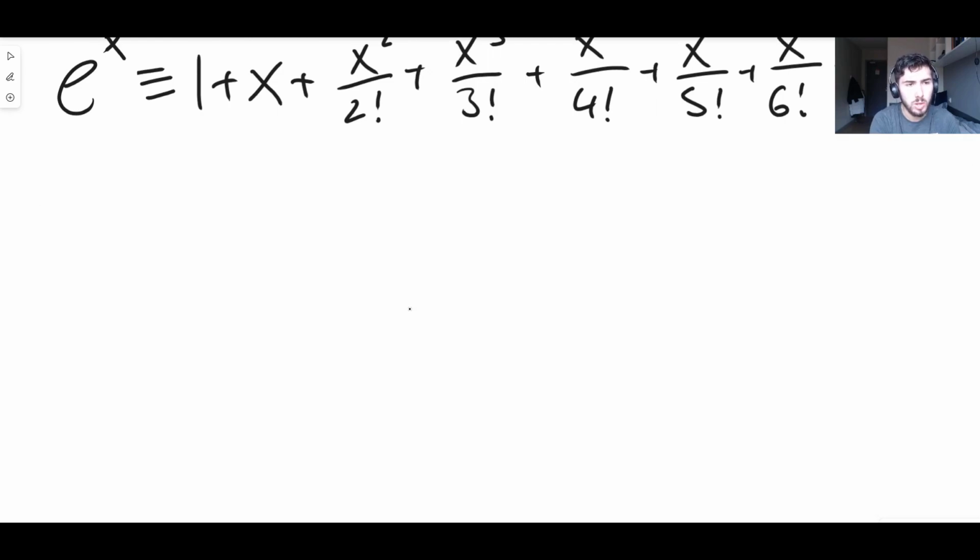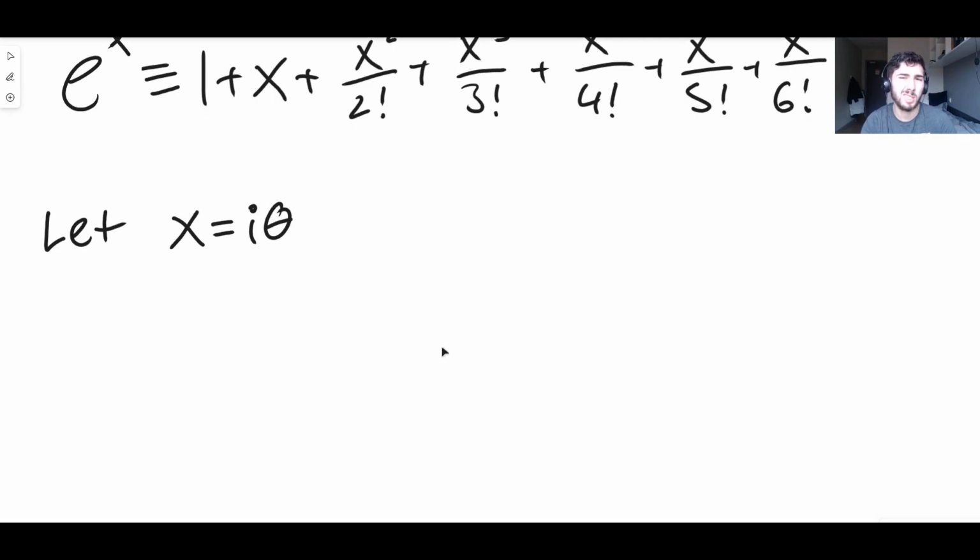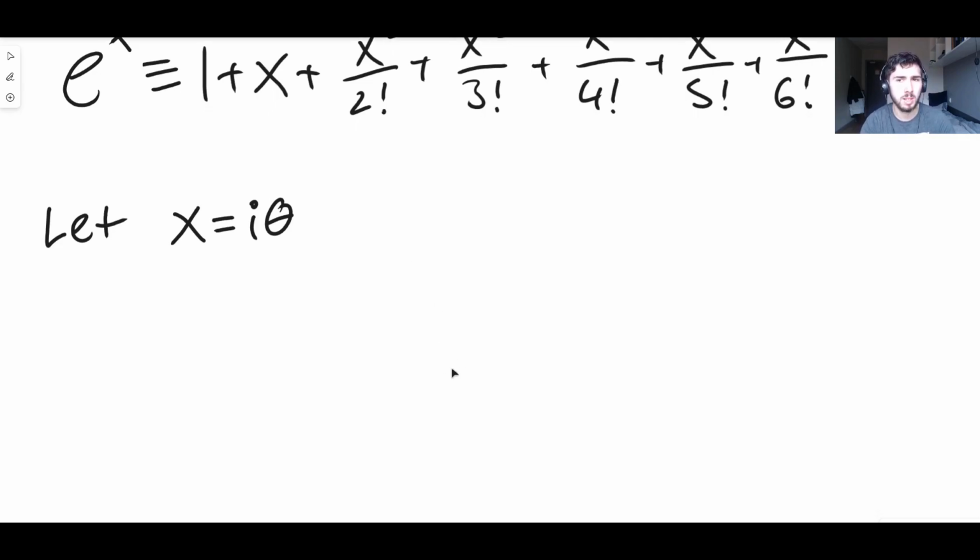Now, x is allowed to be any number that you want. If we consider that x is actually an imaginary number, so let's say i times some real number theta, then we can replace the x with just i theta. We're going to say x is going to be imaginary now. It's going to be explicitly imaginary.